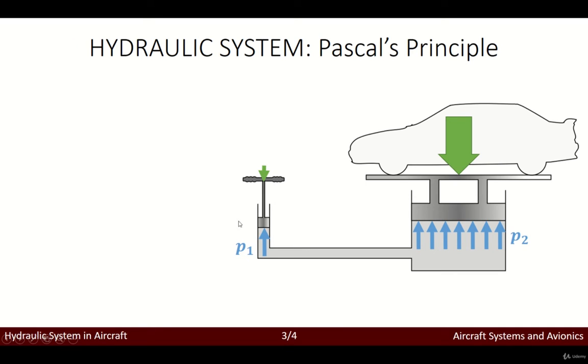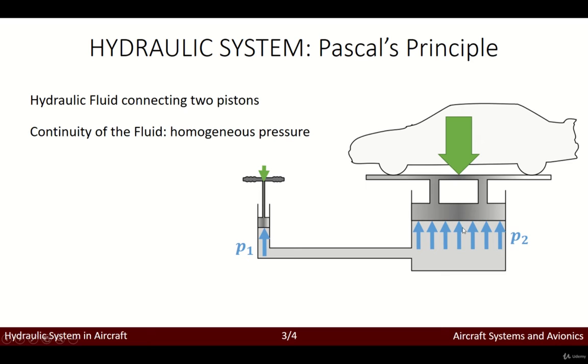So again, the meaning here is that by applying a certain amount of force, we would actually be applying a certain amount of pressure to the fluid. And by applying another force, okay, over here, we would actually be providing another pressure to the fluid over here. And as you can see, there's a certain continuum, okay? So basically, we have a pressure over here and a pressure over here. Right. A hydraulic fluid is connecting two pistons, this one and this one, and due to the continuity of the fluid we will have a homogeneous pressure.